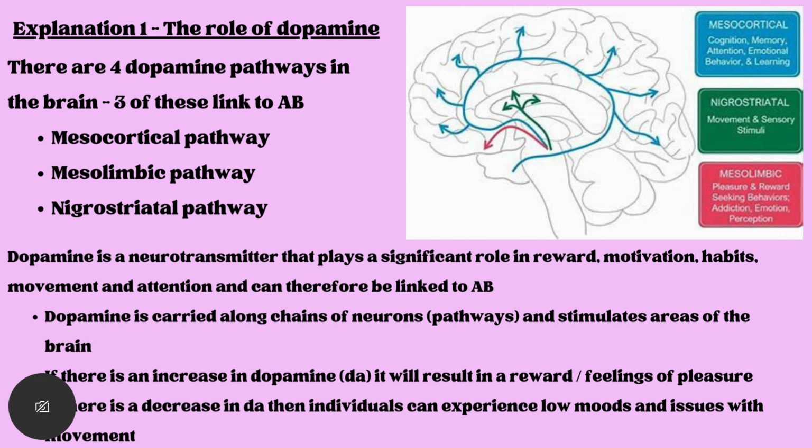Dopamine is carried along chains of neurons, and they stimulate certain areas of the brain within these pathways. If there's an increase of dopamine in the pathways, we're going to feel more reward and pleasure. Whereas if there's a decrease, then individuals can experience low mood and issues with movement. These are explained in the next couple of slides, where I'm going to go into each different pathway and explain how they apply to addictive behaviour: how we initiate it, how we become addicted ourselves, and then what happens when we have withdrawal symptoms.